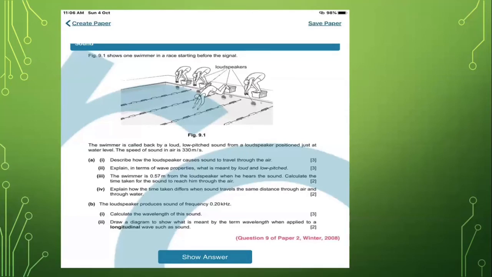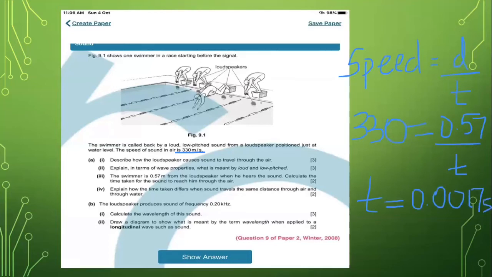When he hears the sound, calculate the time taken for the sound to reach him through the air. Now in this, we are given the distance and we have the speed at 330 meters per second. So we're going to use the formula speed is equal to distance upon time. The speed is 330. The distance that we have is 0.57. And from this formula, we can get the time as 0.0017 seconds. Take care of the unit as it is seconds over here.